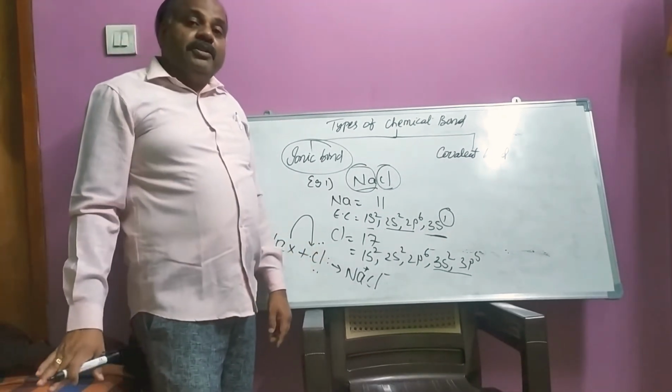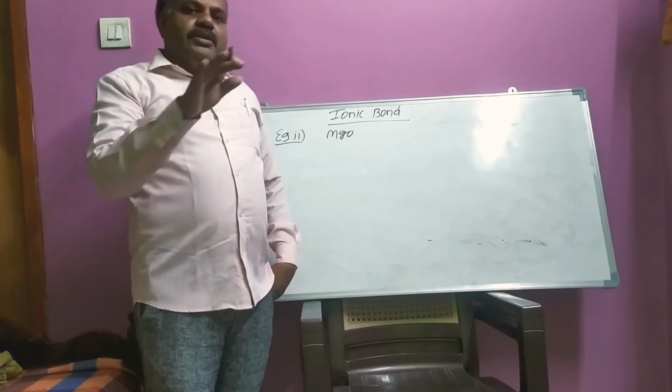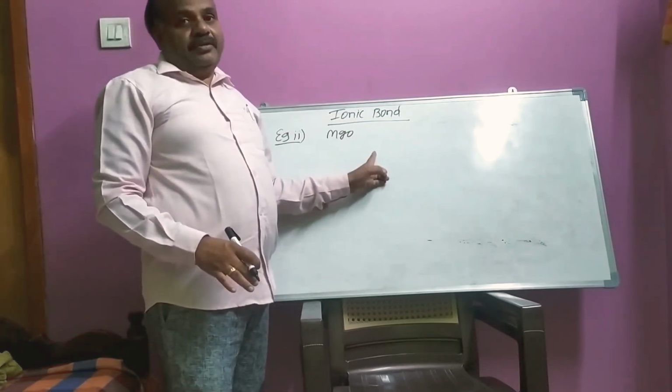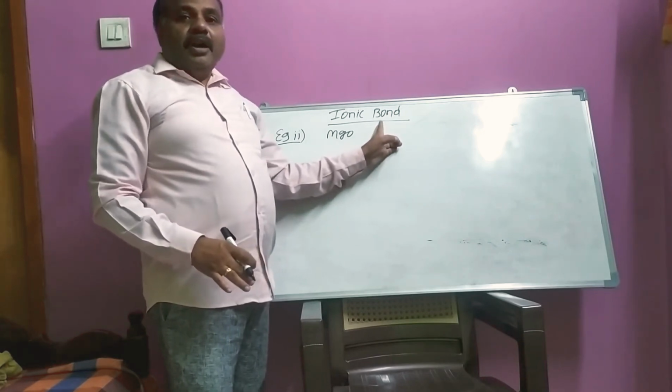Okay, my dear children. Now let us see the second example, formation of magnesium oxide and the ionic bond.